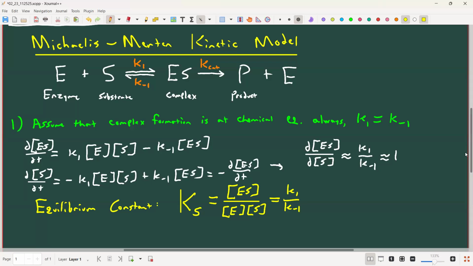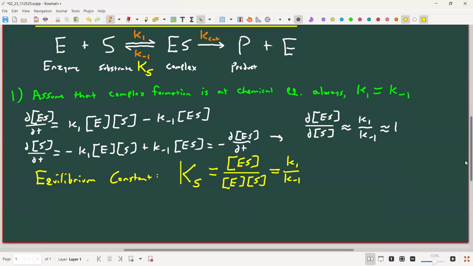So we have this Ks. So I could also write, instead of K1 and K minus 1, I could just write Ks. Ks tells me something about it. Ks equals 1. Yes, in this case it equals 1, right? But it may not equal 1, right? It may be something else. They may actually prefer to bind ES over breaking it apart. Okay, but right now, for this assumption, we're thinking they're equal. Okay, but it could be any number. It's a rule.